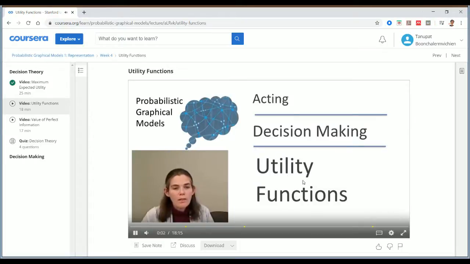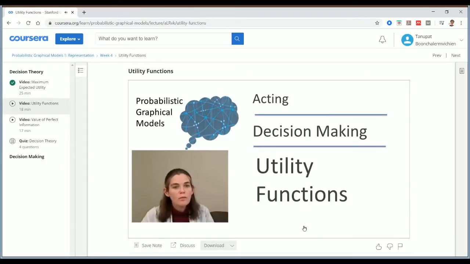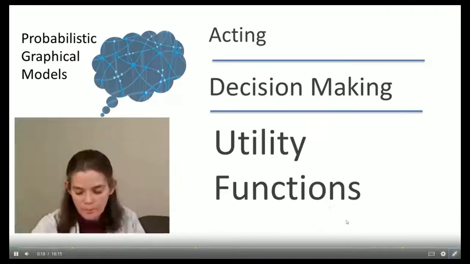When we talked about influence diagrams, we included in the influence diagram nodes that represent the agent's utility function. And those utility functions, we said, indicate an agent's preferences regarding the state of the world or different aspects of the state of the world. What are these utility functions and where do they come from?